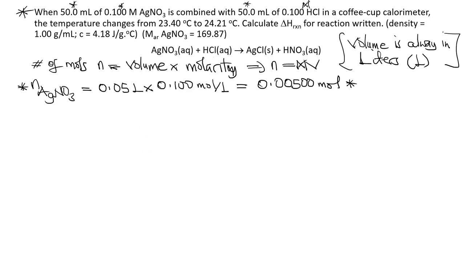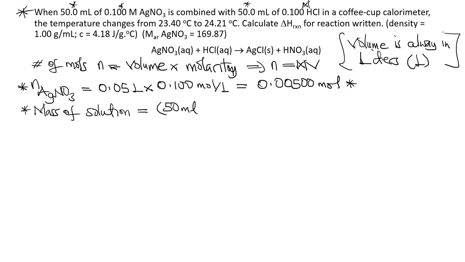Mass of solution. You need to find the mass of your solution. To get the mass of your solution, you need to add the two volumes. So we have 50 milliliters. At this point, for obtaining the mass, you need to use milliliters, while for obtaining the moles, you need to use liters.